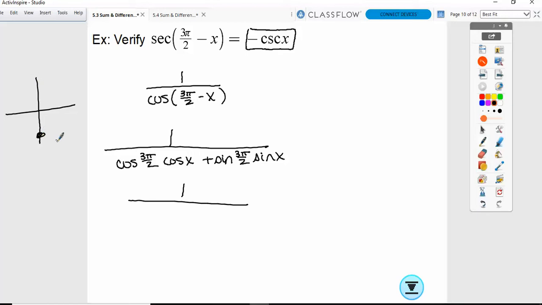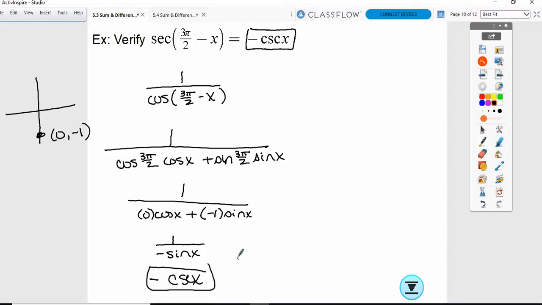Okay, if you need to, think about your unit circle. 3 pi over 2 is here. That's the point 0, negative 1. Remember, cosine is the x and sine is the y. So cosine of 3 pi over 2 is 0. Sine 3 pi over 2 is negative 1. So I get 1 over negative sine x, and 1 over sine is cosecant. So that is negative cosecant x.